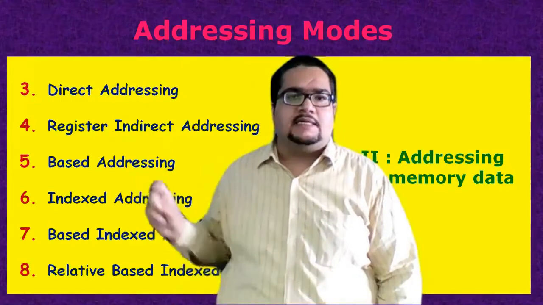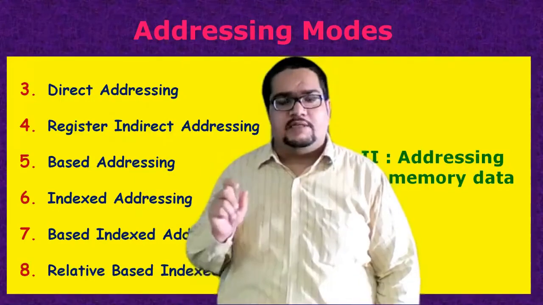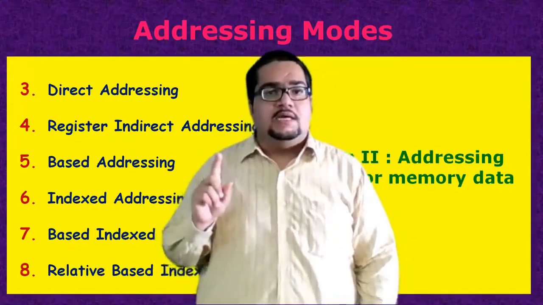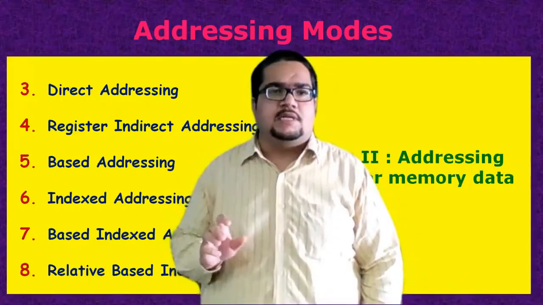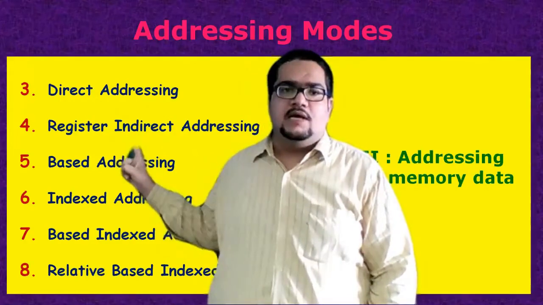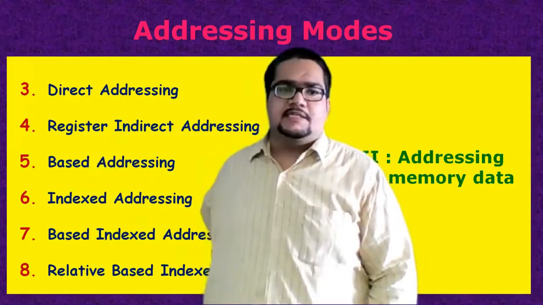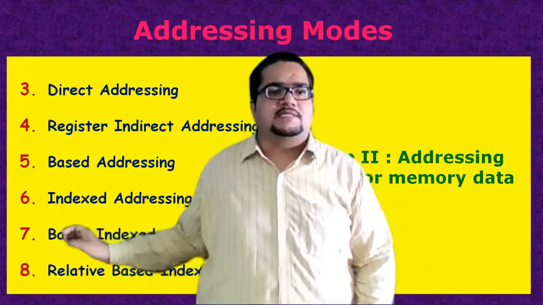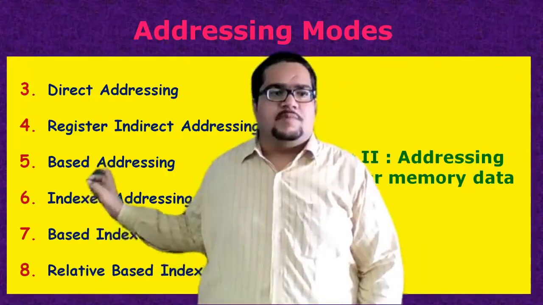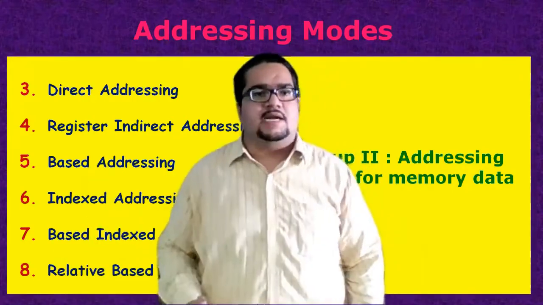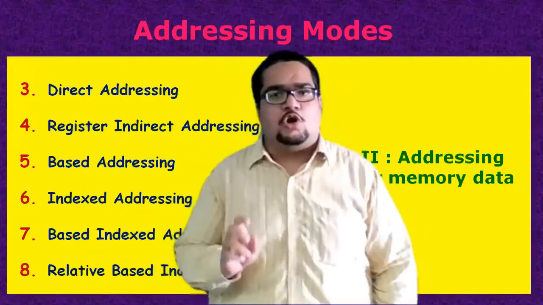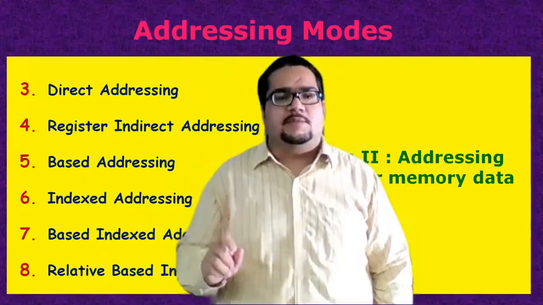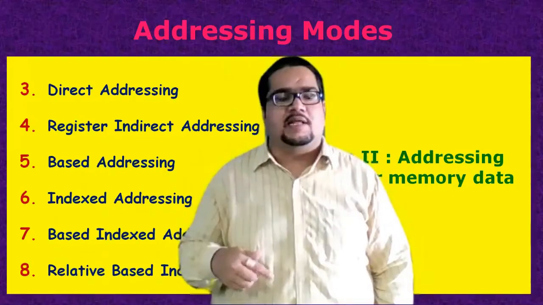Register indirect is another type of addressing mode where the location of the data, instead of being placed as the address number in the instruction, is first stored in some register, and then that register is accessed in the instruction. Same is the case in based addressing, indexed addressing, based indexed addressing and relative addressing also. From 5 to 8, they are similar in the sense that the address is not located directly in the instruction. Instead, it is stored somewhere else in some register, and that register access is being done.